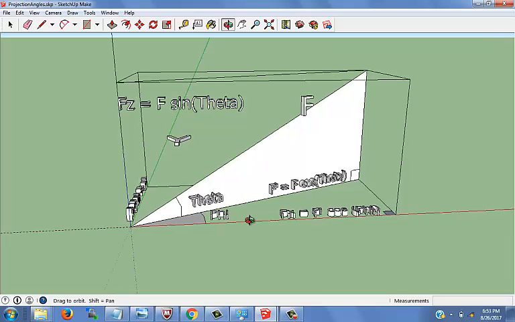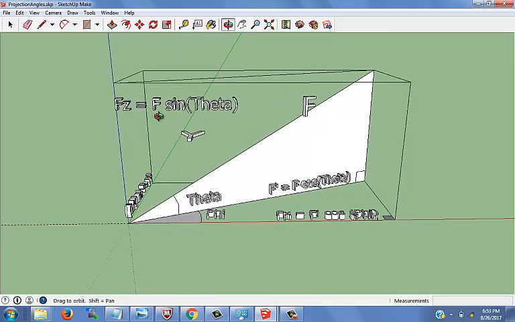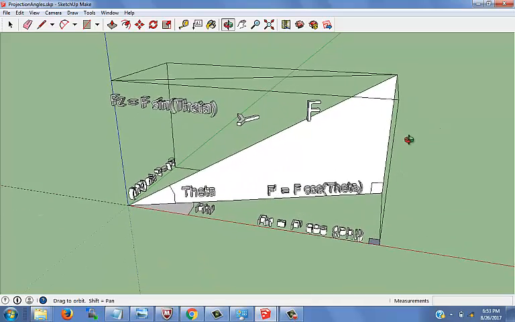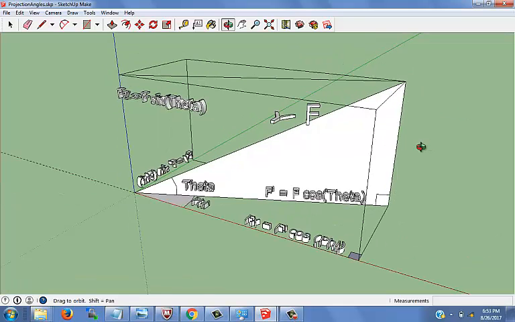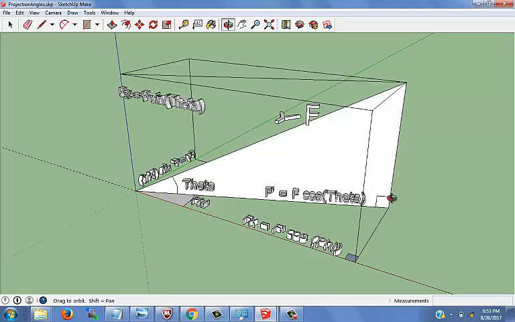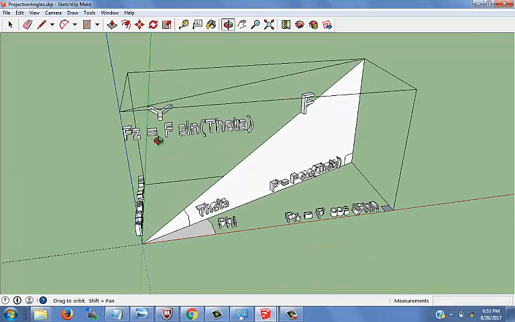And finally, for the z-axis, there is no need to use f prime. You can just realize that the height fz is the same as this side of the vertical triangle, which again is opposite of the angle theta. So fz over f equals the sine of theta. So therefore, fz equals f times the sine of theta.